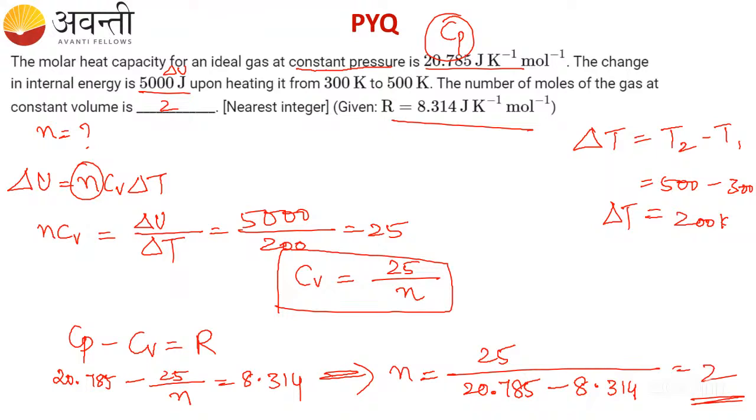Rakshita, 1.202 is actually wrong. You will get 2.0048. The approximate value is 2. 1.2 is actually wrong. If you solve 25 divided by 20.785 minus 8.314, you will not get 1.2, you will get 2.0048. Is it okay, my dear?